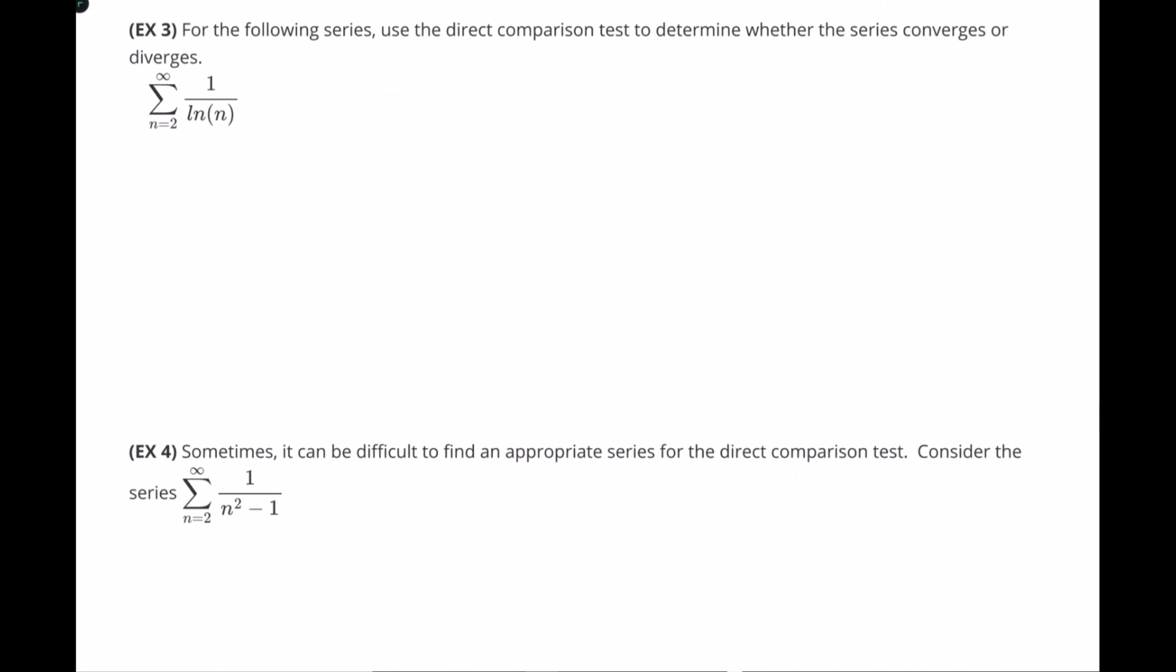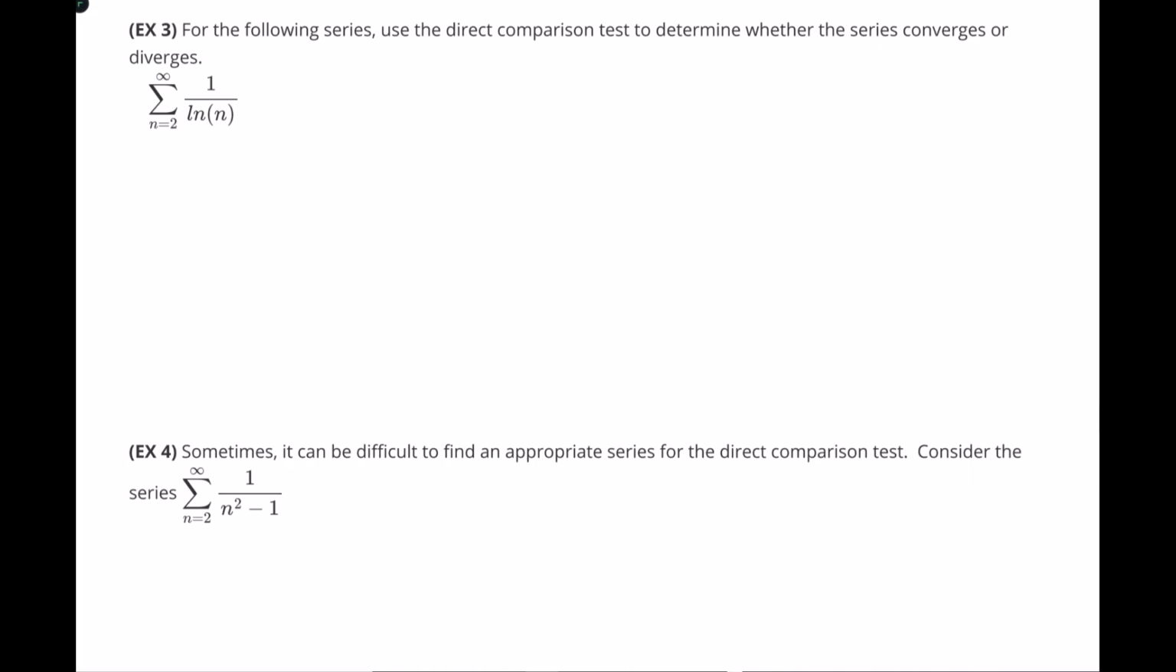Okay, here's another one. N equals 2 to infinity of 1 over the natural log of n. And the reason this is starting with 2, if we use the natural log of 1, that's going to be 0. So it's going to be 1 over 0. So that's an undefined value. So we've started at 2 instead.